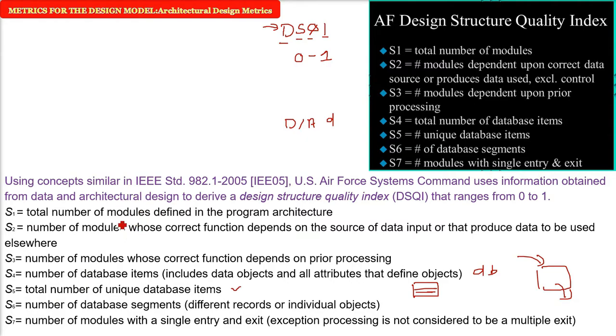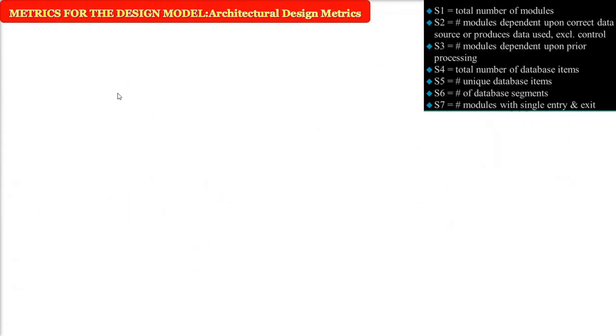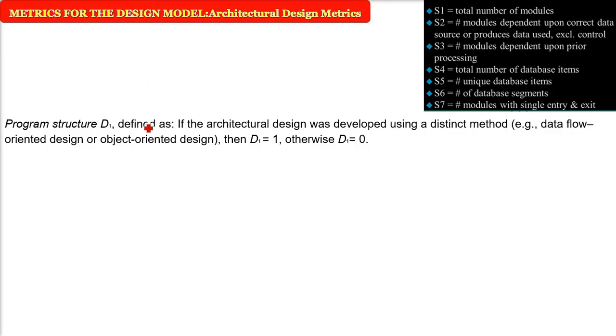How do we compute it? Before that, we have to compute D1 to D6. What are D1 to D6? D1 is the program structure. D1 depends on whether the architectural design was developed using a certain distinct method. If the software or the architectural design was made using a distinct method, like data flow oriented design or object oriented design, then D1 will be 1. Otherwise, we'll put D1 as 0.